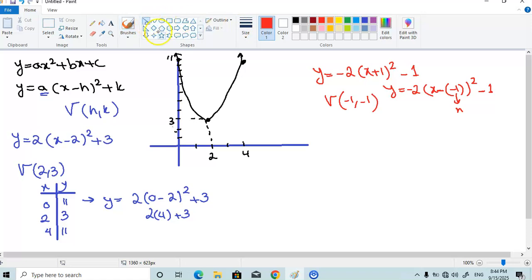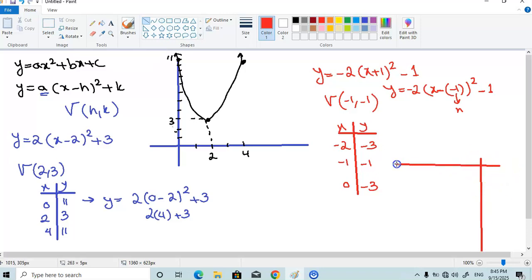So again, I'm going to have the chart. x, y, -1, -1. And I'm going to have something less, something more. For something more, I'm going to choose 0. For something less, I'm going to choose -2. They're going to be equidistant. So if I substitute 0 into that equation, it's going to be -3. And this one is going to be the same. I mostly need negative numbers. So it's going to look like this.